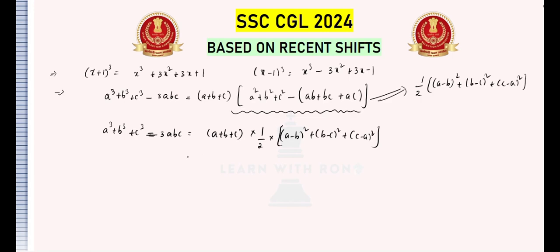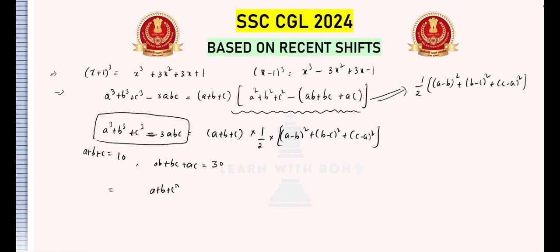Okay, try to remember. And if in the question they give an a plus b plus c value, let's say for example 10, and the ab plus bc plus ac sum as 30, and they ask you to find a cube plus b cube plus c cube minus 3abc, then you need to remember the formula. Same, a cube plus b cube plus c cube minus 3abc equals a plus b plus c multiplied with a plus b plus c whole square minus 3 times of ab plus bc plus ac.